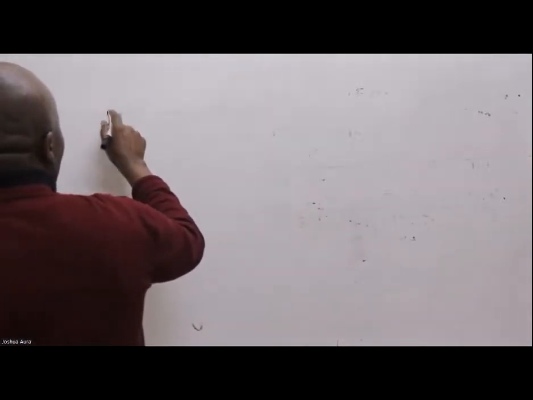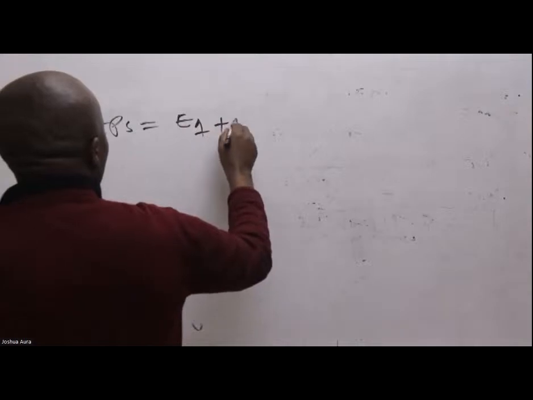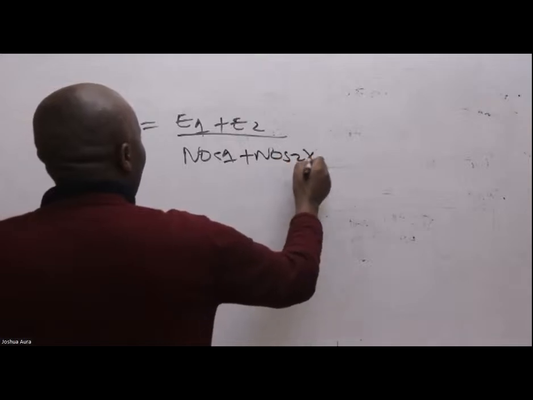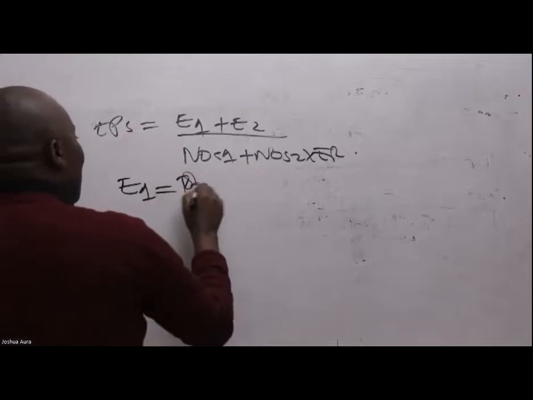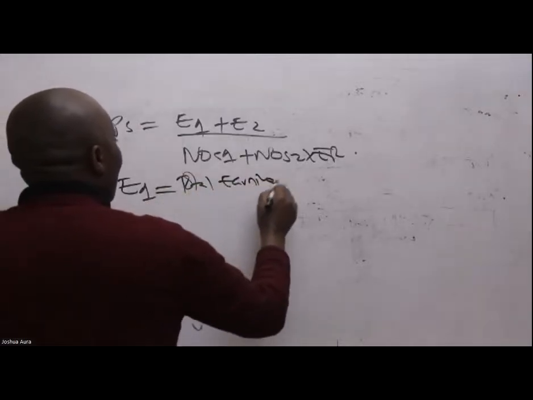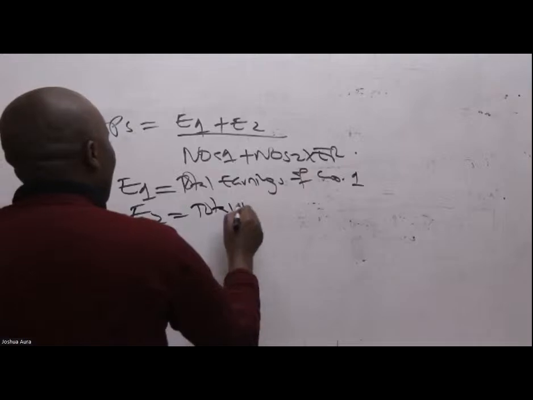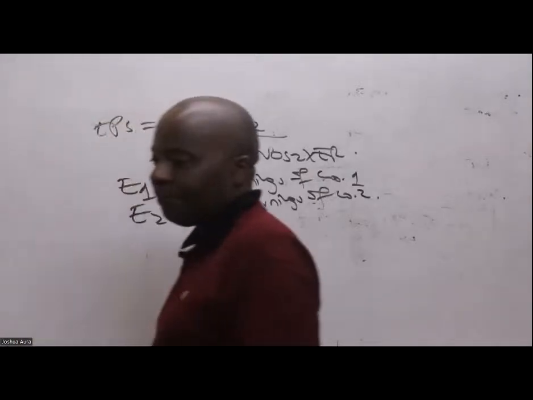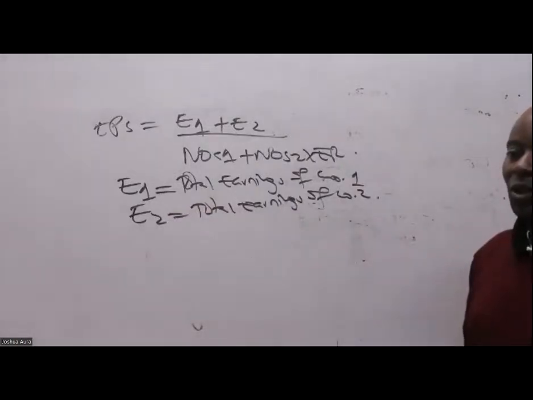You see, like where we have here EPS equals earnings company one plus earnings company two, all over nose one plus nose two times exchange ratio. So you can even write this like this. You can say E1 is total earnings of company one. Then you say here E2 is total earnings of company two, like that. I hope that helps. Instead of writing J, J is just a common thing. Great. Thank you so much.